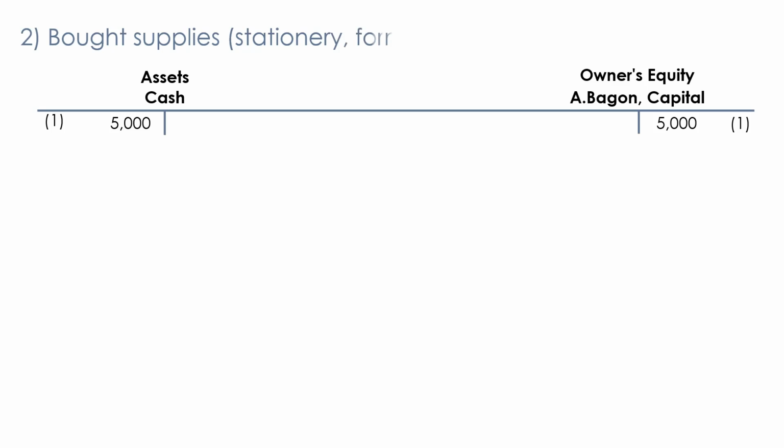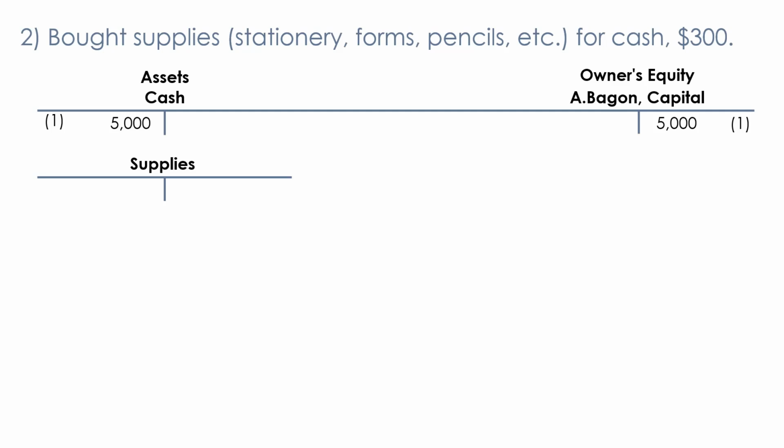Next, Mr. Bacon purchased supplies for $300 in cash. This transaction involves substituting one asset, cash, for another asset, supplies. To record this, we debit the supplies account for $300 to reflect the increase in supplies and credit the cash account for $300 because we are paying out cash.